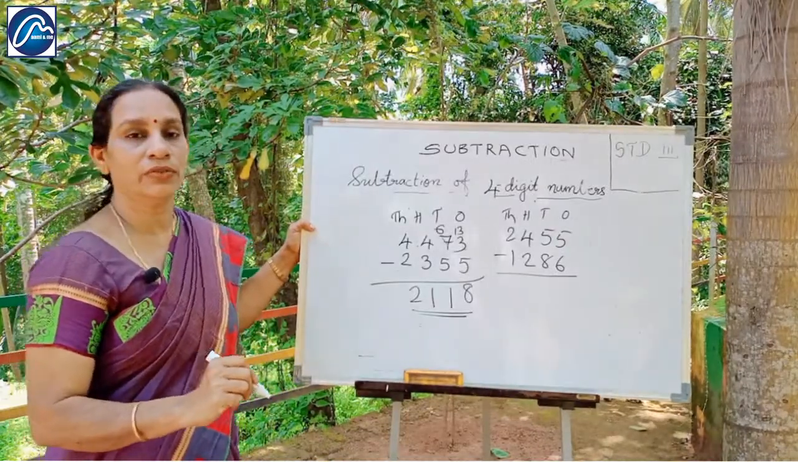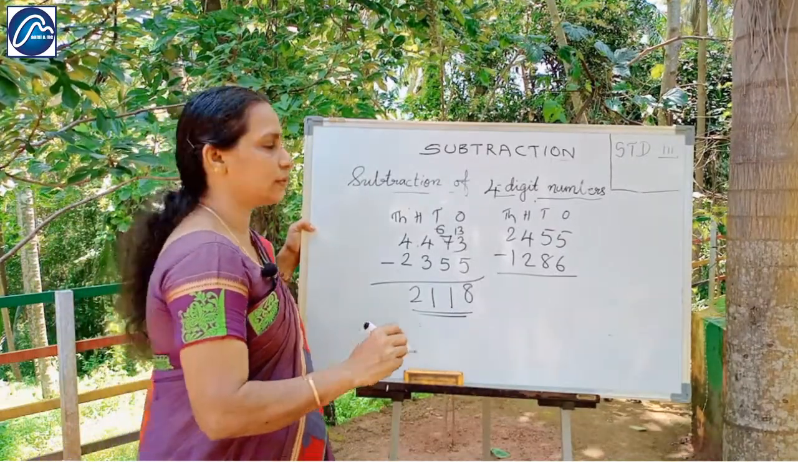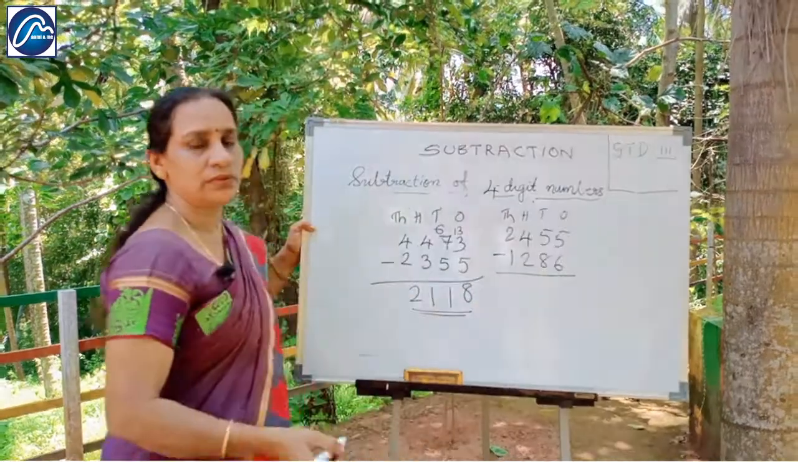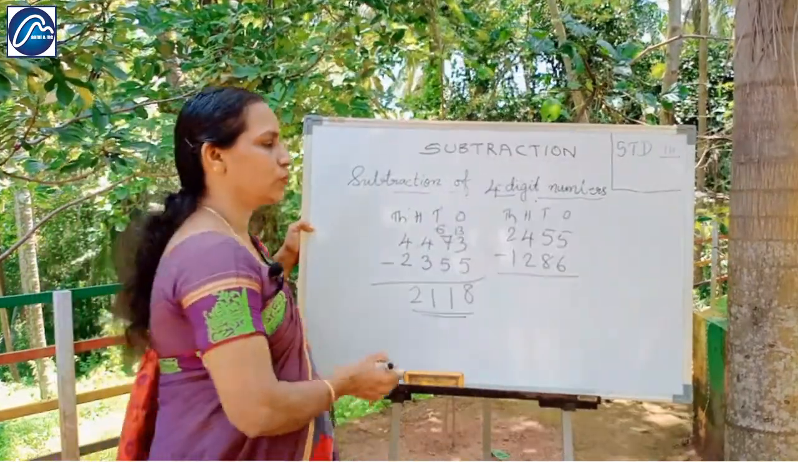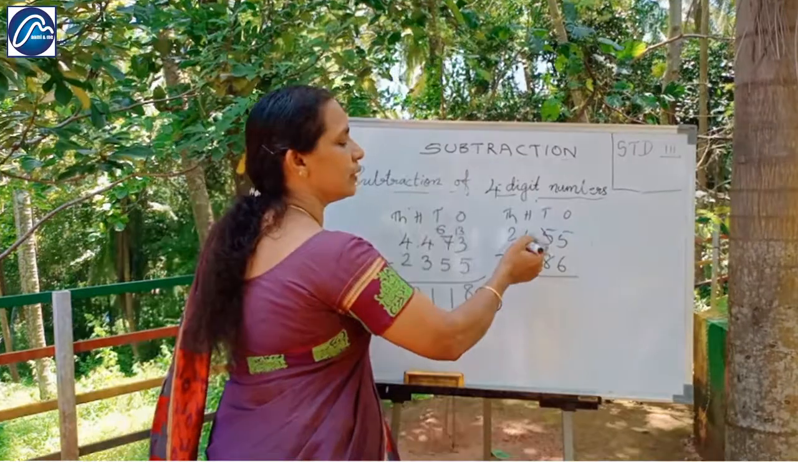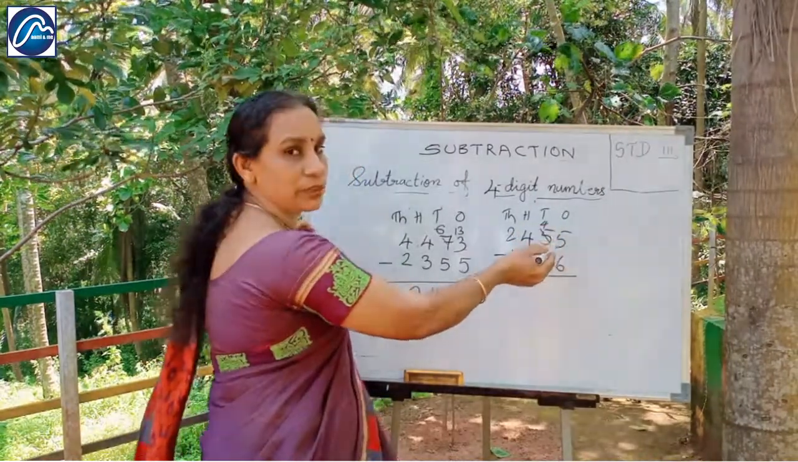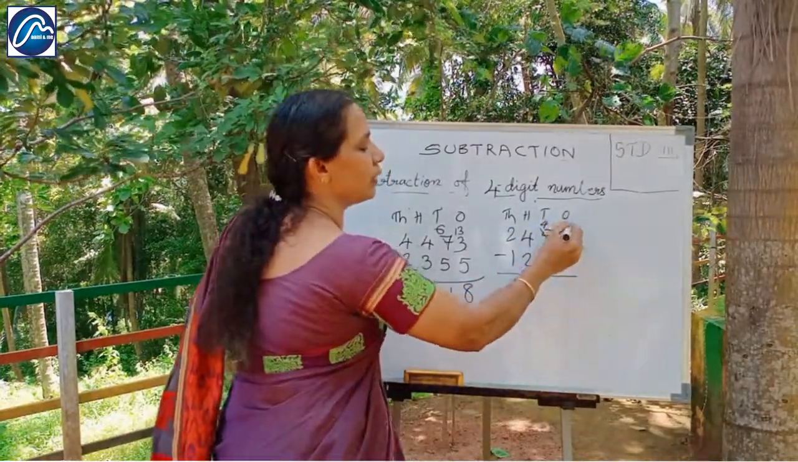2,455 minus 1,286. What is 5 minus 6? Is it possible? No. What will we do? We will take 1 tens from here. So it will become 15 tens.